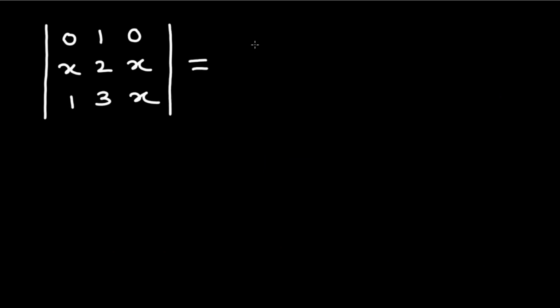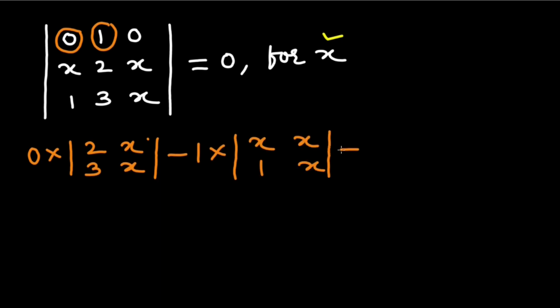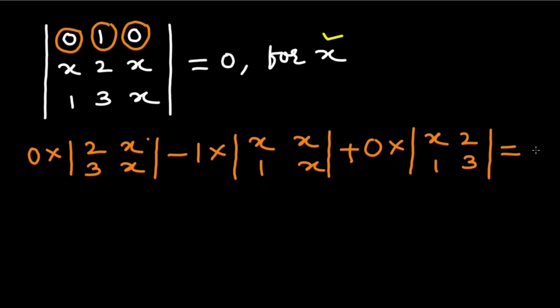Let us solve a determinant equation 0, 1, 0, 2x, 1, 3x, x, x, 1, 2, 3 equals 0 for x, which means we have to find the value of x. For evaluating the determinant, we write 0 multiplied by the minor of 0, which is 2x, 3x, minus this 1 multiplied by the minor of 1, which is x, x, 1, x, plus this 0 multiplied by the minor of this 0, which is x, 2, 1, 3, all equals this 0.